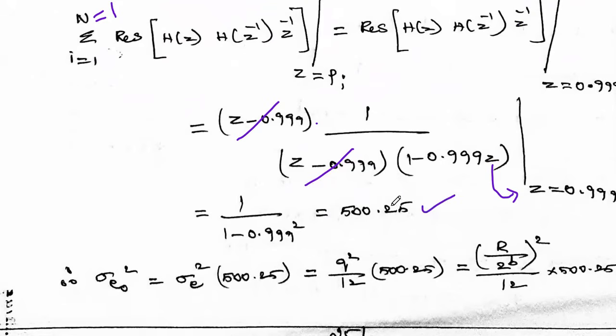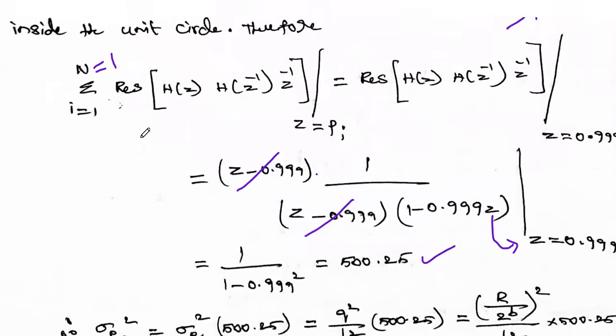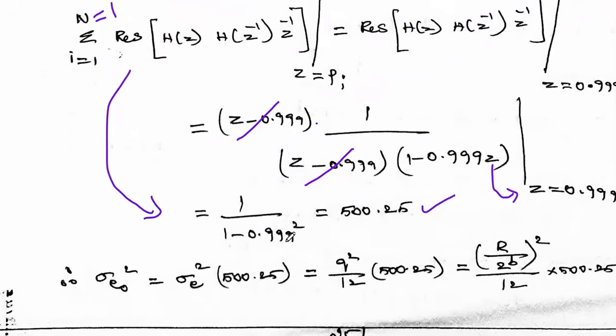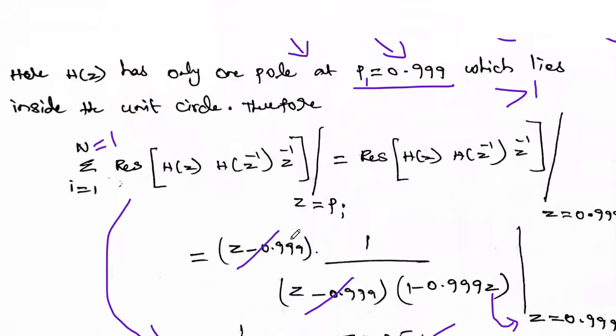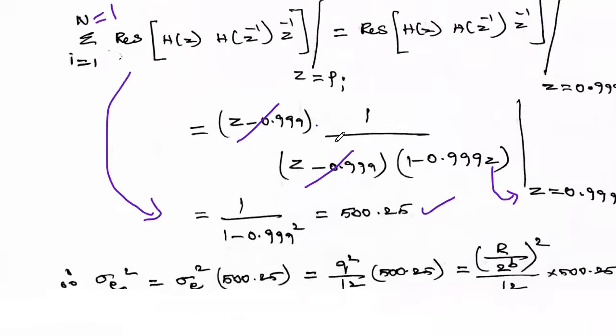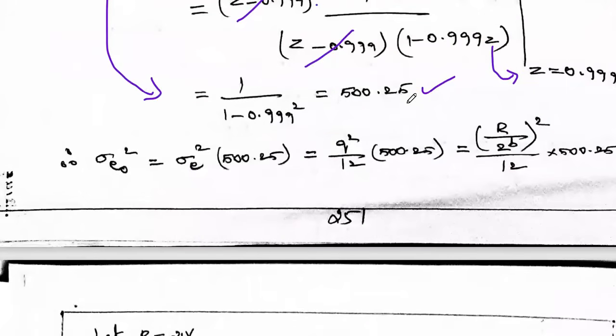So the answer is 500.25. This is the residue value we calculated. Then we have to substitute this residue value in our output quantization noise power formula. This is our output quantization noise power formula. Therefore sigma e o squared is equal to sigma e squared into the answer we calculated, the summation of the residue, which is 500.25.